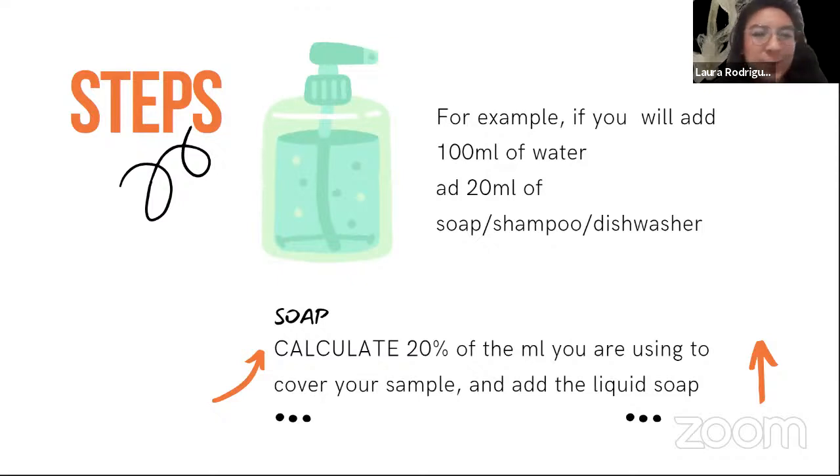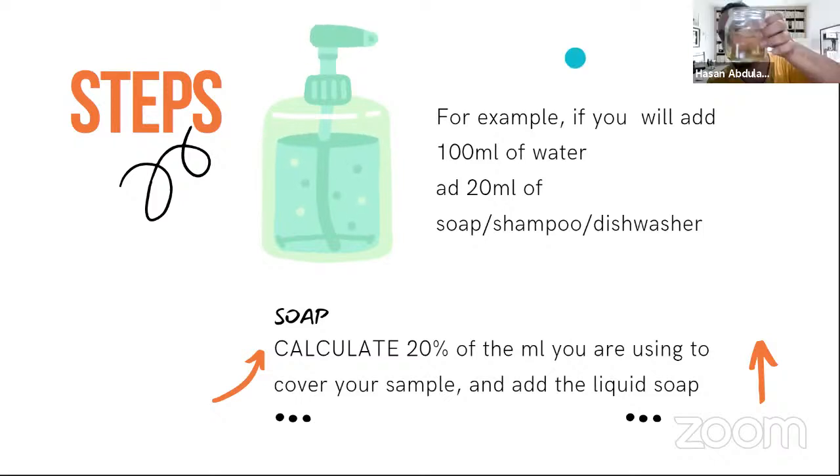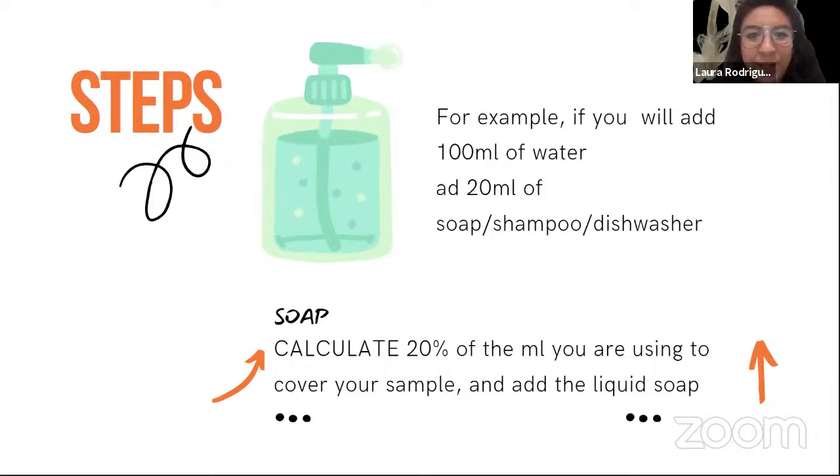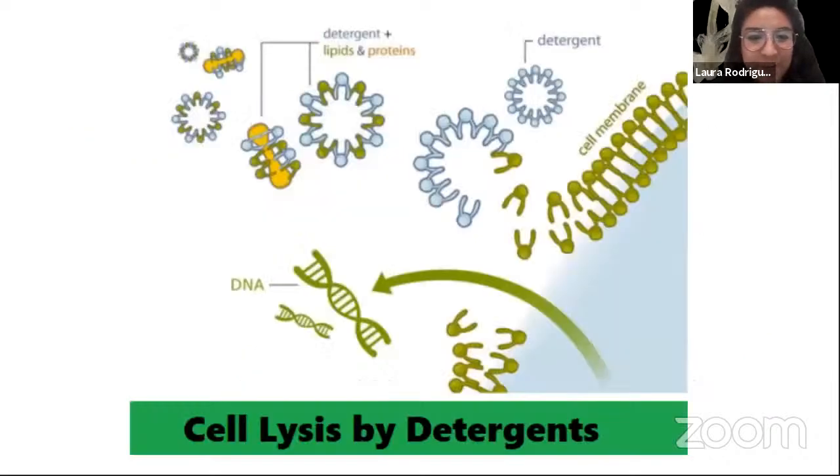Don't worry if it's not accurate. Okay, Asan, are you showing something? How does your water look? Yeah, this water and the soap together. Okay. Just one second, good. Mm-hmm. Yeah, good. Okay. So all of you have water and soap. Ready?